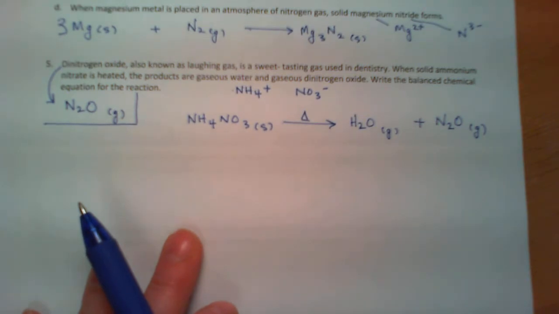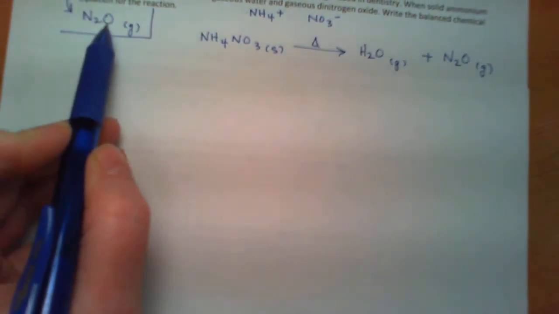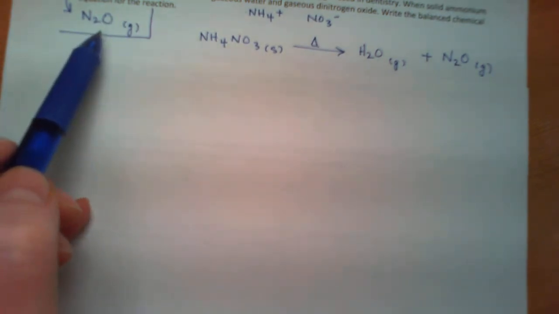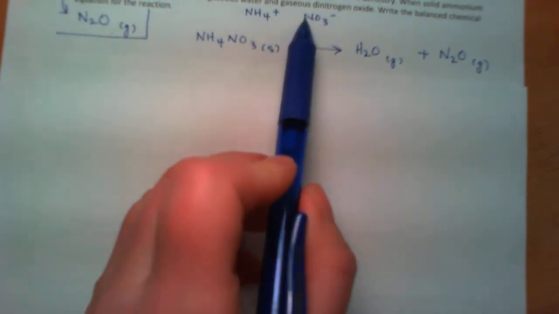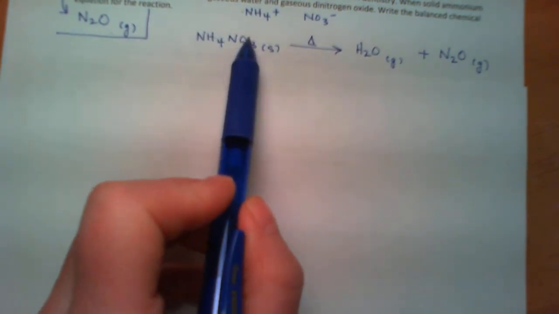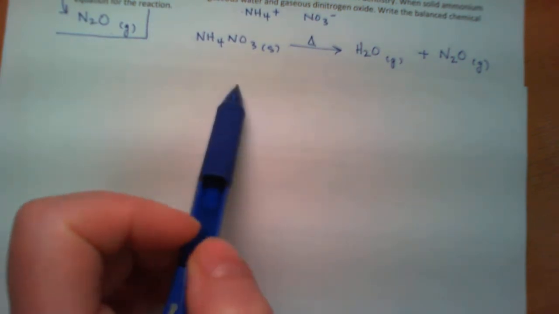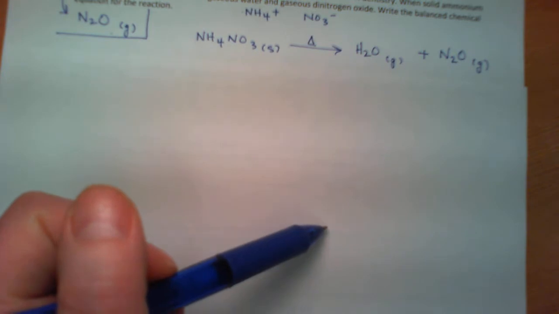Dinitrogen oxide, also known as laughing gas. That's N2O. Dinitrogen oxide. That's a covalent compound between 2 nonmetals, so it's not ionic. And when solid ammonium nitrate, so ammonium nitrate plus minus, so it goes together neutral. I don't need the brackets because it's 1 to 1. When that solid is heated, it makes water and laughing gas, N2O.